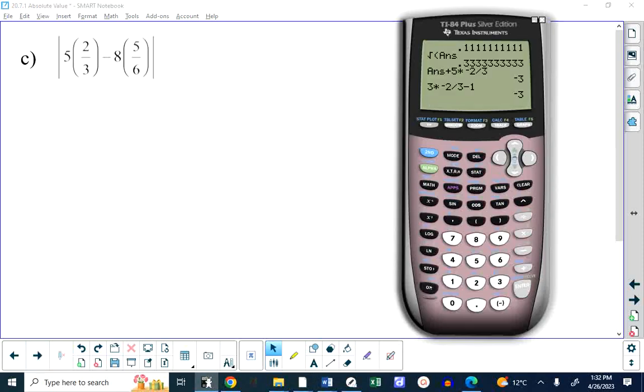So I am going to go 5 times 2 divided by 3 minus 8 times 5 divided by 6. I don't need brackets for that. Get that number, which is 10/3, unless I'm mistaken. But it's the absolute value of negative 10/3, so that gives us 10/3.